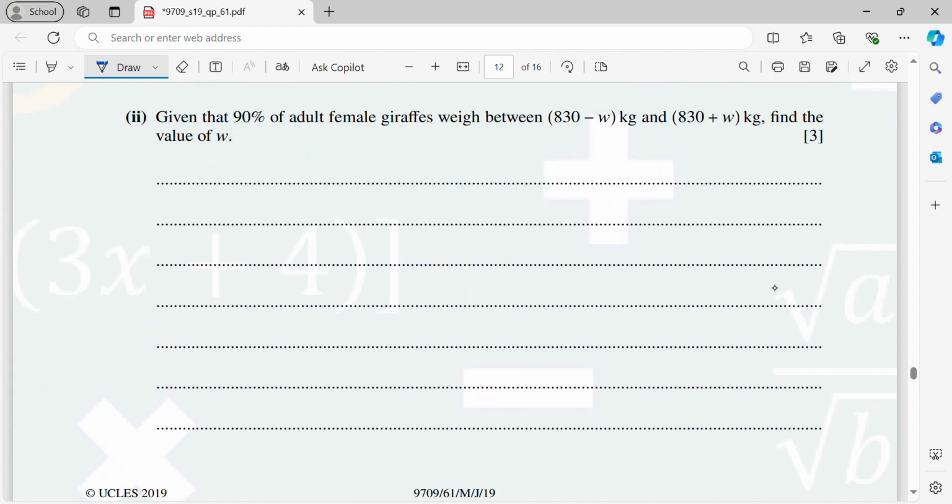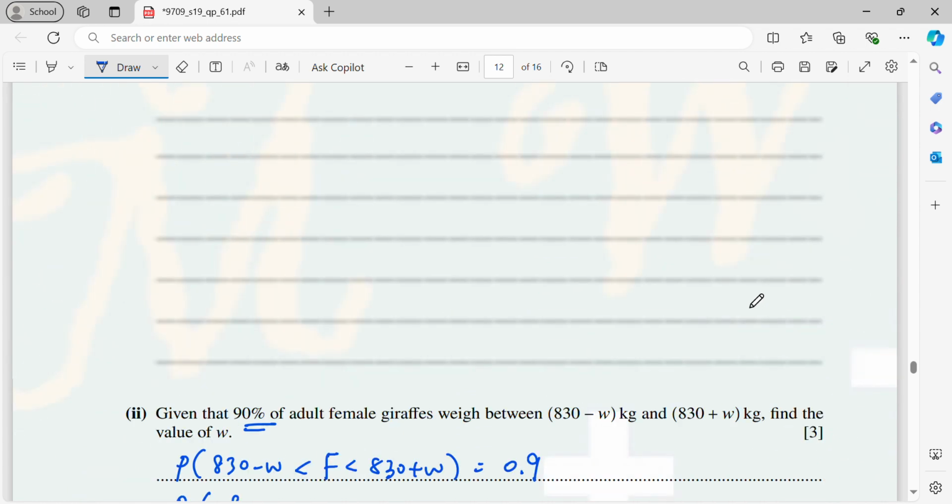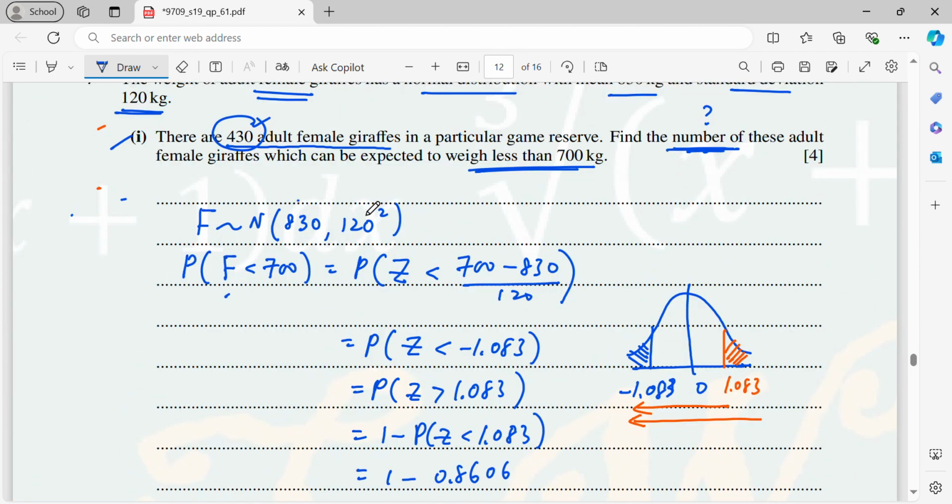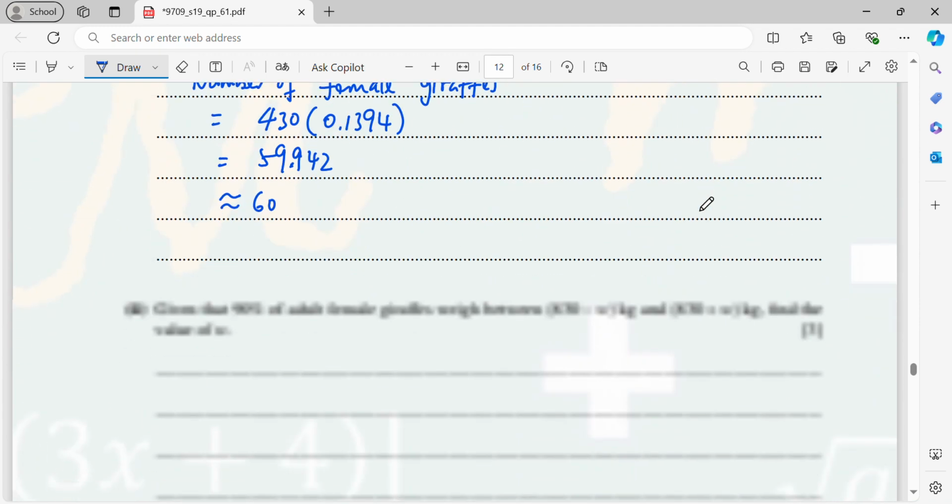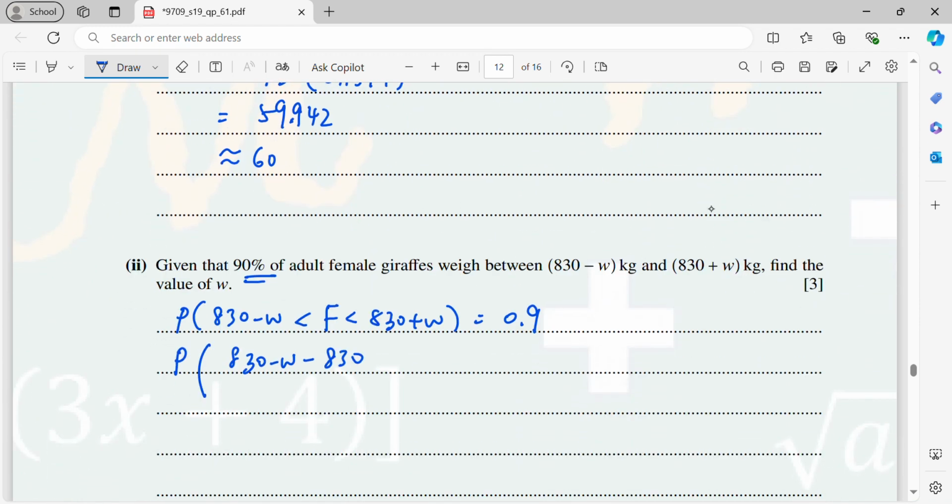Now, given that 90% of adult female giraffes weigh between these two values, find the value of W. Okay, so now I will write P, for the female, the weight is in between these two values with a probability of 0.9. Okay, so now I will standardize it. So when we standardize, you have to minus the mean. So remember just now the mean 830 and variance 120 squared. So I have to minus 830 then over 120. That is how I standardize it.